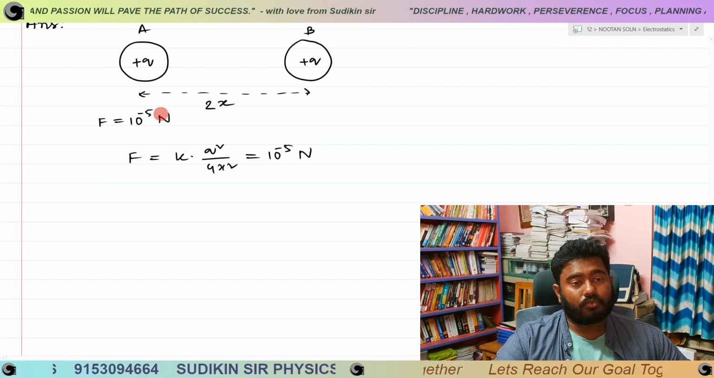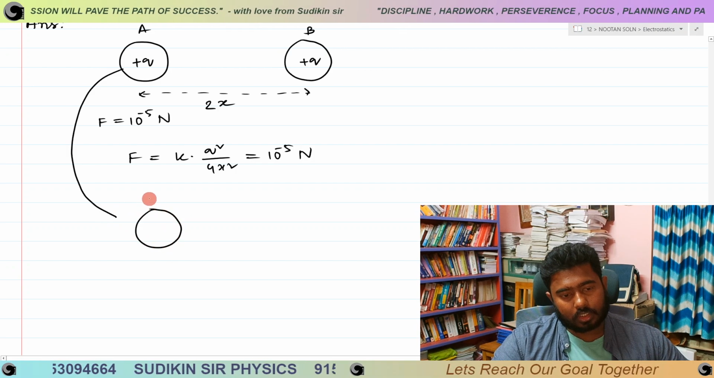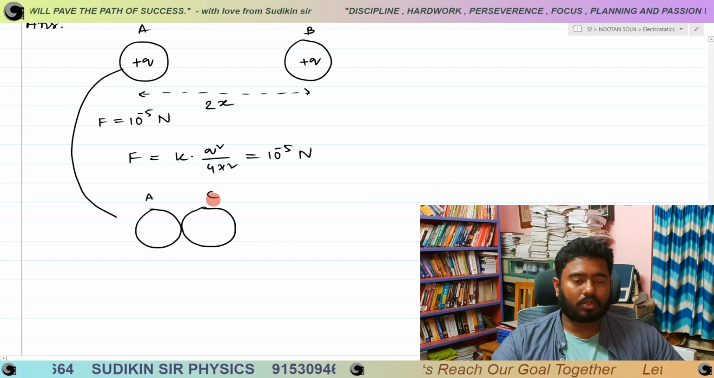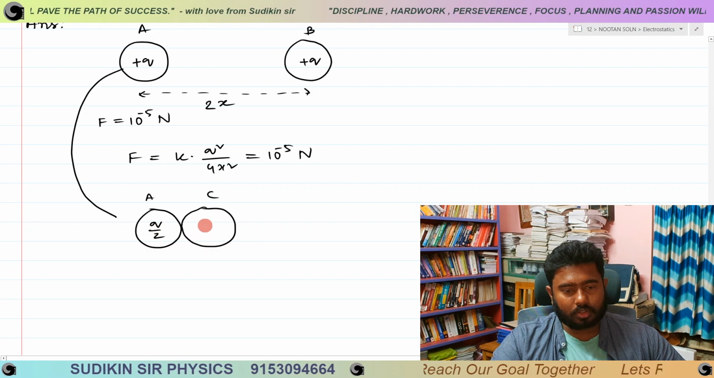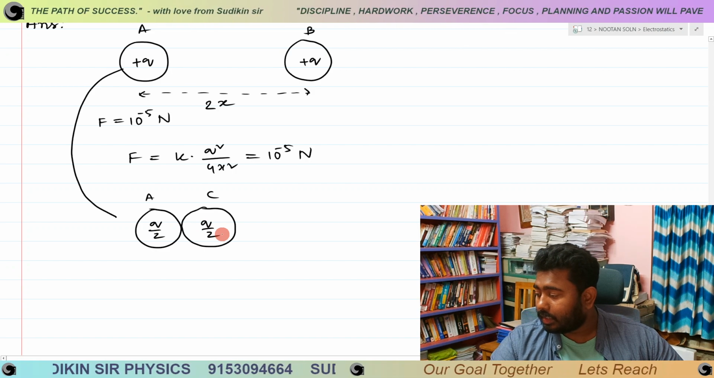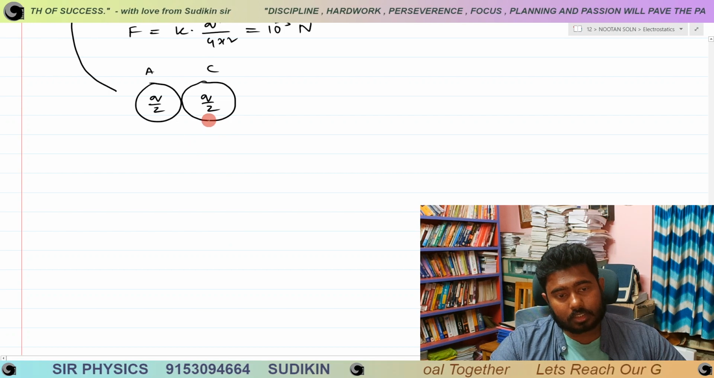Okay, so now first we are touching C with A. If we touch C with A, as they are identical, the charge will be shared equally. So this will become Q by 2, and this will become Q by 2. Now they are saying then with B. So C is first touched with A, then C is touched with B.